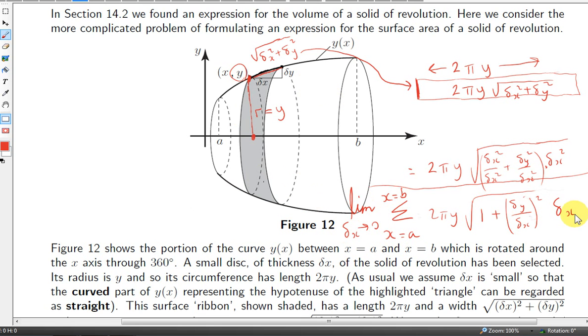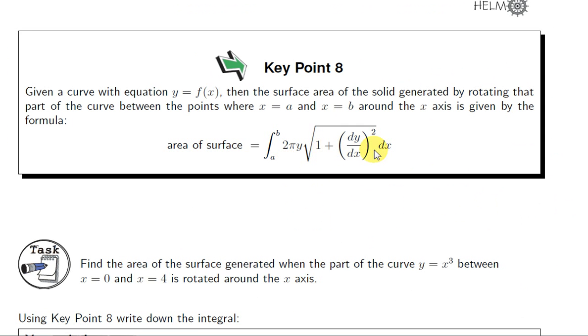We replace delta x with dx, and delta y will go to 0 also, so we replace delta y with dy. So as these 2 points get closer and closer together, the approximation of this ribbon to a rectangle gets better and better. Both delta x and delta y will go to 0. So anyway, we end up getting this formula.